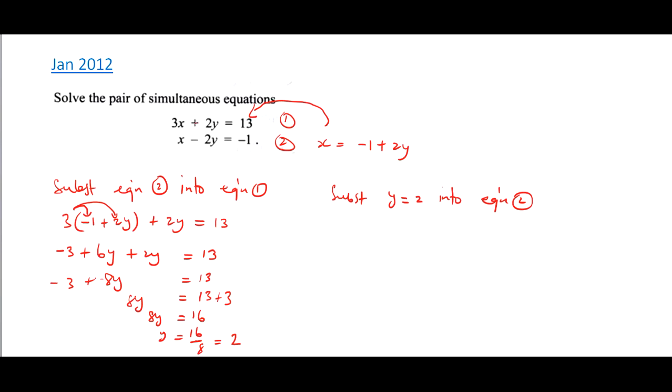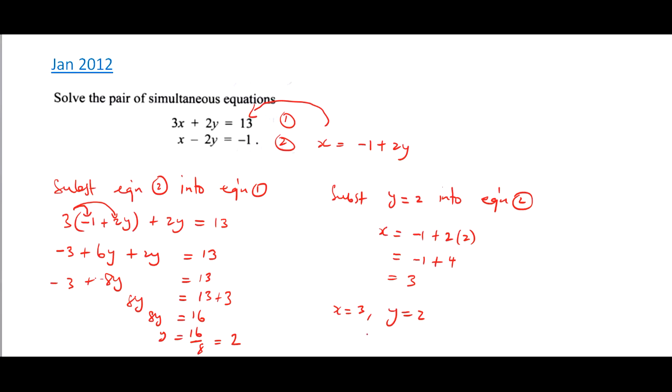Now you can substitute it back into any equation and you'll be able to solve, but you already have x as the subject of the formula, so that's why I'm substituting it back into that equation. x is equal to minus 1 plus 2y, which is 2. So it's minus 1 plus 4, which is equal to 3. Right, so the solution is x equal 3 and y is equal to 2.